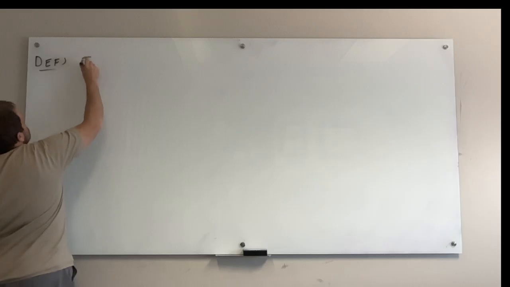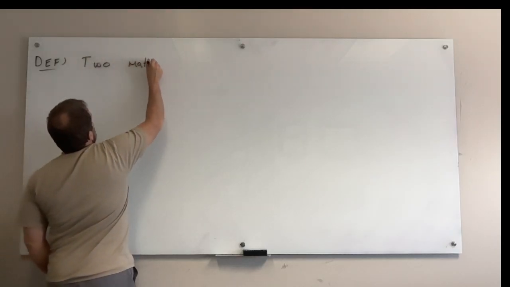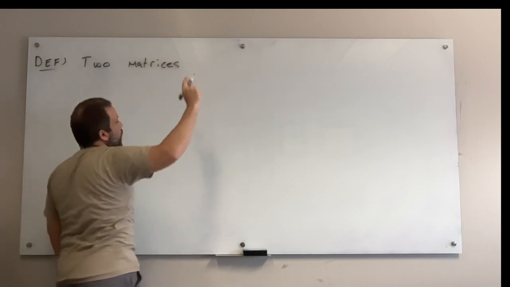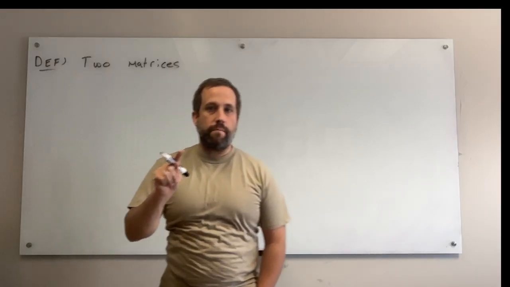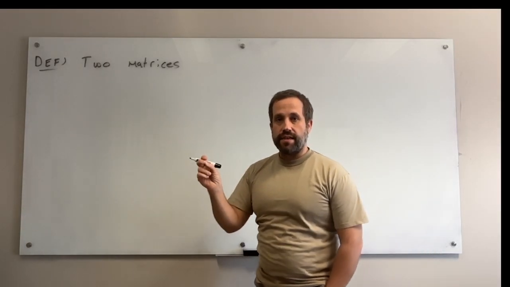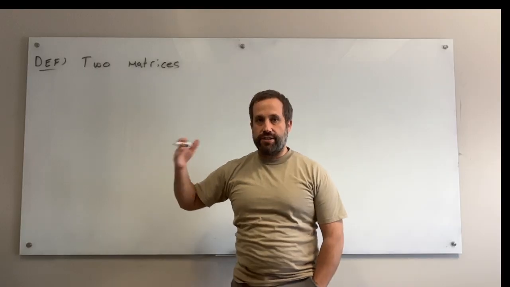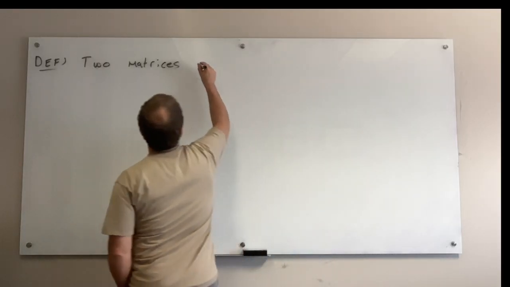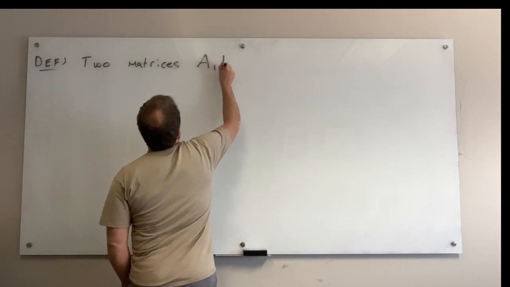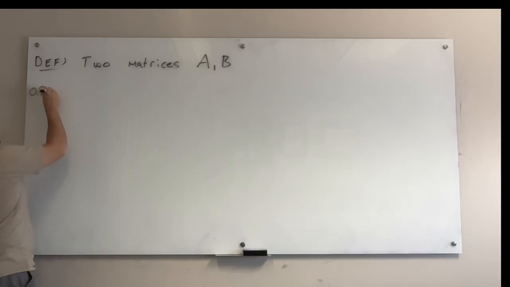Two matrices. By the way, matrix is the singular, matrices is the plural. So it's not matrices for plural, and one matrix is not a matrix C, it's just matrix. Okay, two matrices, A and B, are similar.